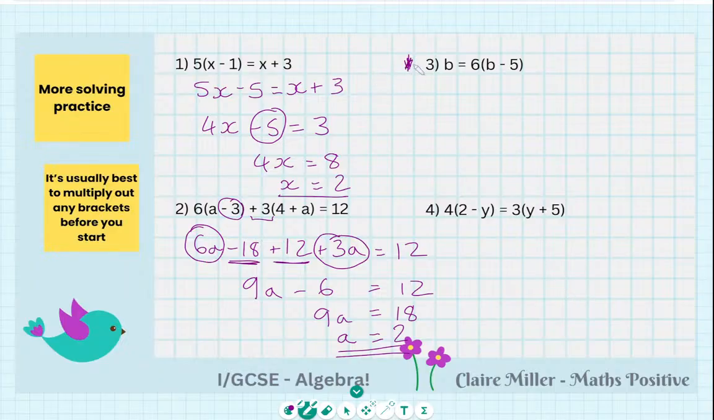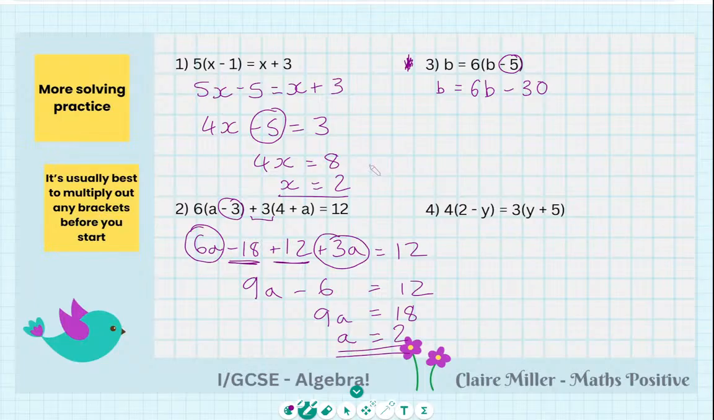Let's do one more. I think this one will be worth going through again. And then we'll move on to something else. So we've got some brackets. Let's do those first. So we've got 6 times b, that's 6b. 6 times negative 5. Always think about your signs. So that's going to give us negative 30. And we're still just going to have b on this side. Great. Now, what do we do next?